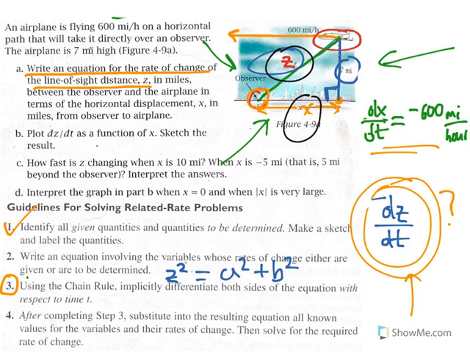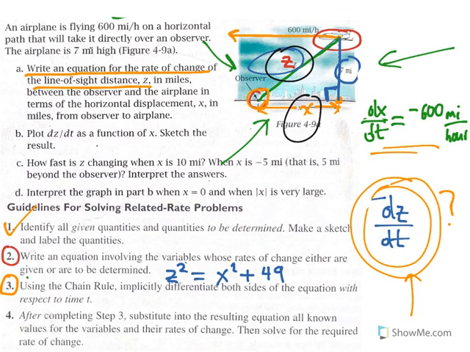So we have z squared is equal to the sum of the squares of the two legs. So x squared plus 7 squared, which is 49. So that's what we have. And you can see that this is a pre-calculus equation. There are no rates of change here. That's what you have to do in step 2.